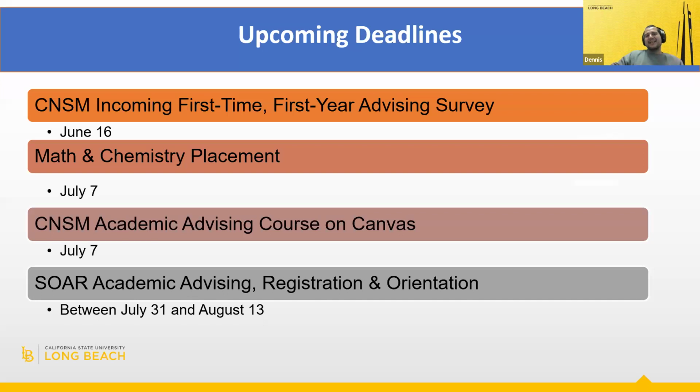And then lastly, it's the SOAR Academic Advising and Registration and orientation date, which is going to be anywhere between July 31st and August 13th. Every student is going to have their particular date where they have to show up. Make sure that you keep up with those dates and check your email regularly so you can identify which dates you're supposed to be attending. Next.